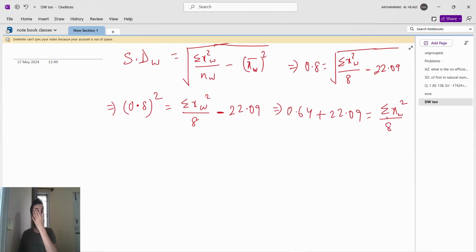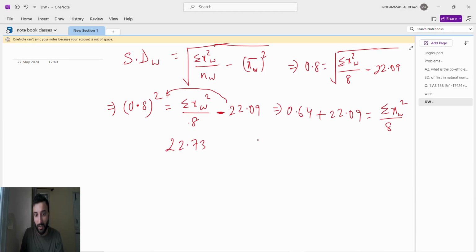Guys, see, many students make this mistake: they will send the 8 this side first, multiply with 8, then add 22.09. No, it will become wrong. First we have to send this minus to this side. It will become plus. Then after that, whatever value you get, we will send the 8 that side, so it will get multiplied. So 0.64 plus 22.09, you will get 22.73.